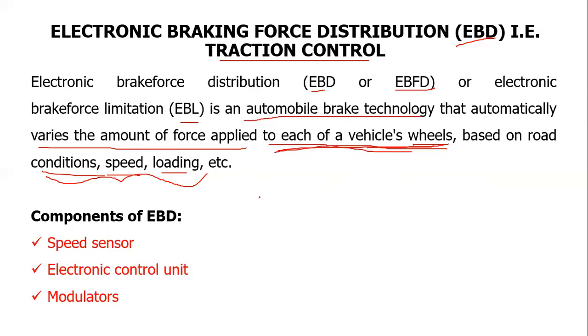So you may now be clear about the difference between the ABS system and this EBD system. Here are the major components of the EBD. One is the speed sensor and another one is the ECU, electronic control unit.